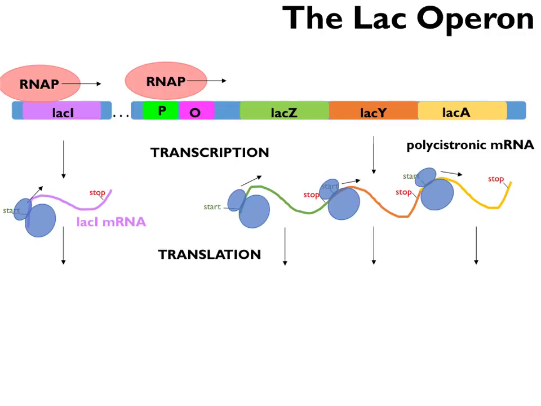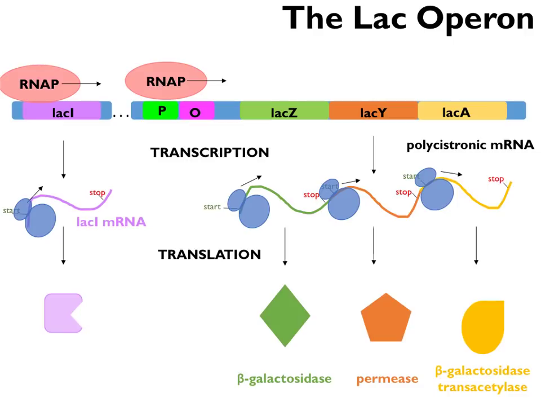Then if the mRNAs are translated, we've got ribosomes binding to the start codons and moving along, translating the mRNA and building the proteins encoded by the mRNA. And again, we see here that the LacI gene encodes the Lac repressor protein.